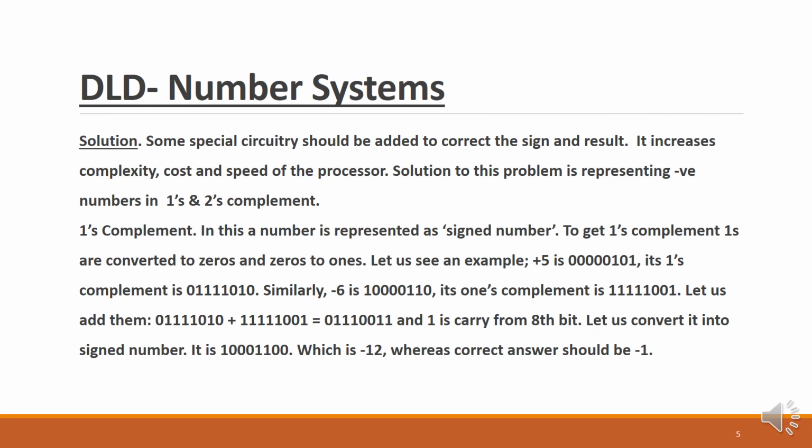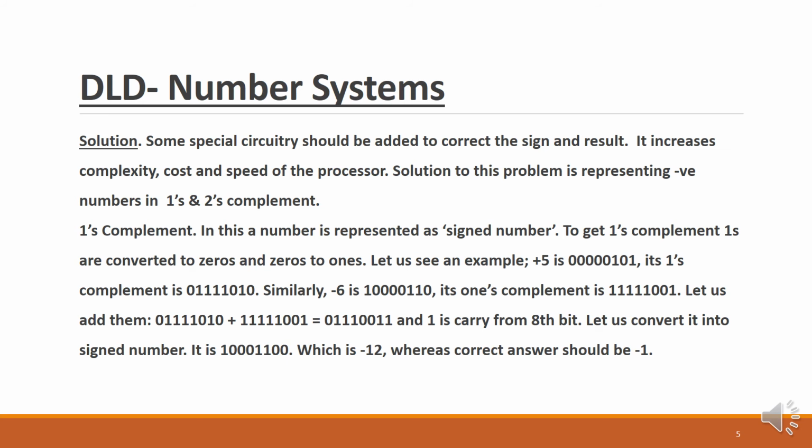Let's see an example. Plus 5 is first 5 zeros and then 101. We are taking 8-bit binary as we said. Its one's complement is first 0, which does not change because it is a sign bit, but then there are 4 ones and then 0 1 0. As you can see, the sign bit doesn't have to be converted from 0 to 1, because then it will become a negative number.